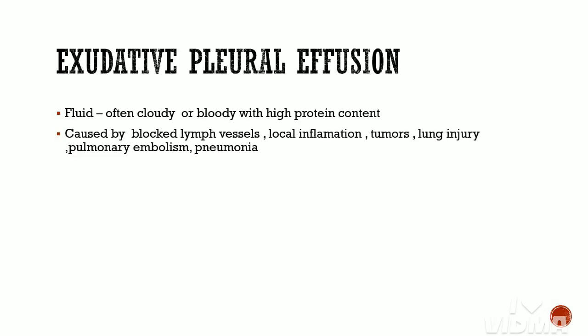Then the next one is exudative pleural effusion. So here the fluid is often cloudy or bloody with high protein content. This type is caused by blocked lymph or blood vessels, or any local inflammation, tumors or lung injuries. Common conditions that could result in this type of pleural effusion include pulmonary embolism, pneumonia and fungal infection.